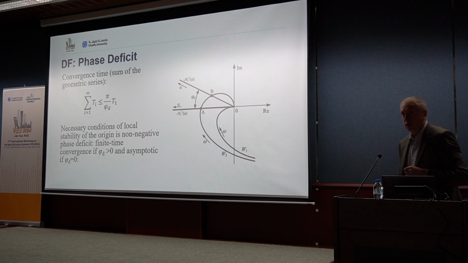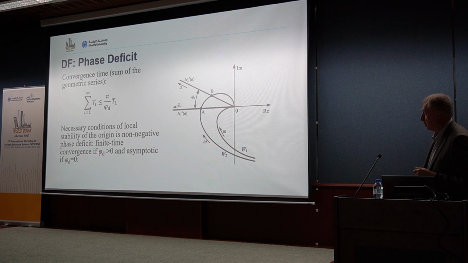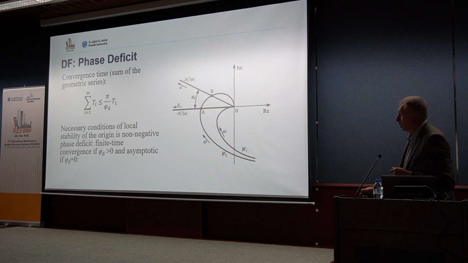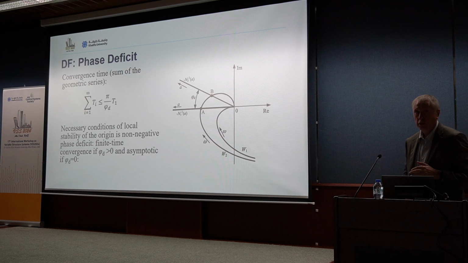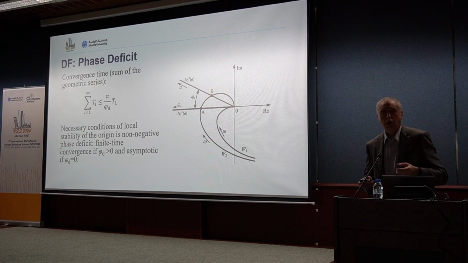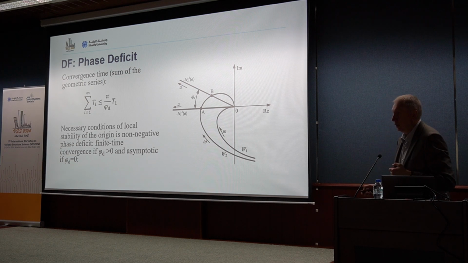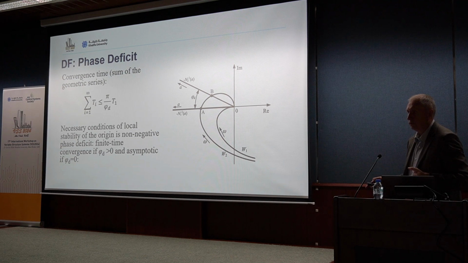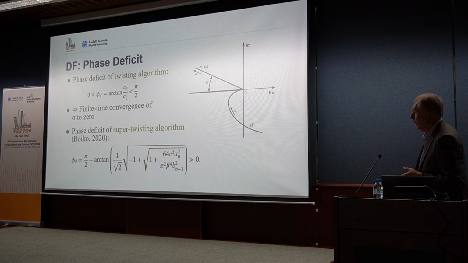Okay. Now we can say that if the phase deficit is a positive quantity, greater than 0, we have finite time convergence and sliding mode. If it is 0, we have infinite time convergence or asymptotic convergence, let's say. If this value is negative, then we will have oscillations. That means we have a point of intersection. Okay, so that's what I already said.